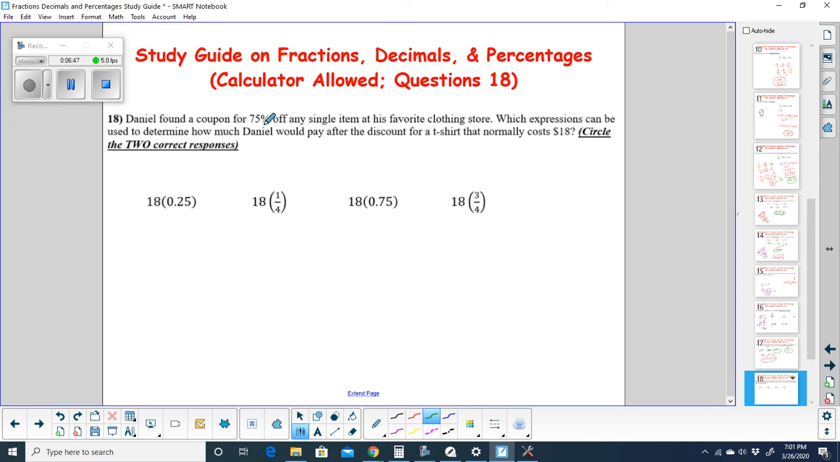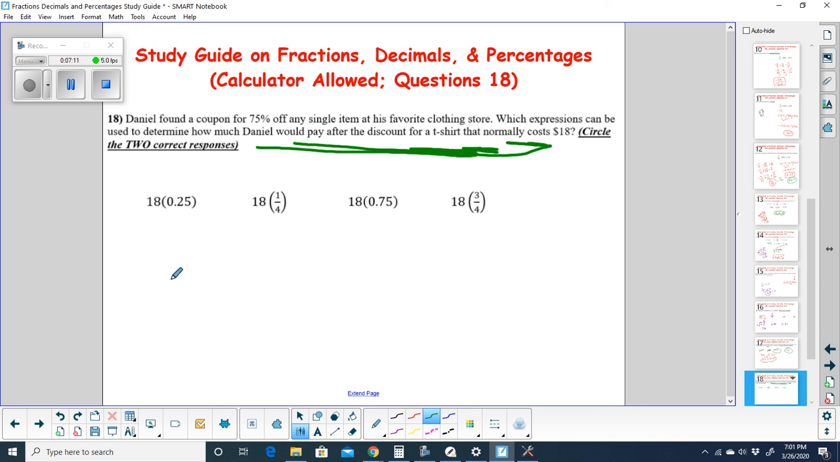Number 18. Daniel found a coupon for 75% off any single item at his favorite clothing store. Which expressions can be used to determine how much Daniel would pay after the discount for a t-shirt that normally costs $18? All right, so we are asked to find the final price that Daniel would pay. The final price, not the amount of the discount, but the final price.